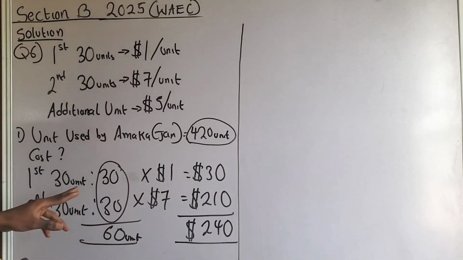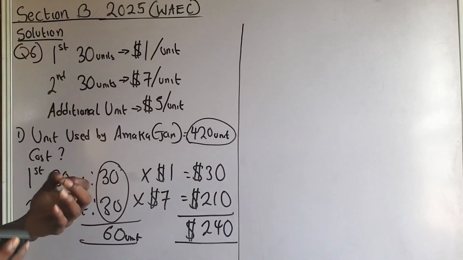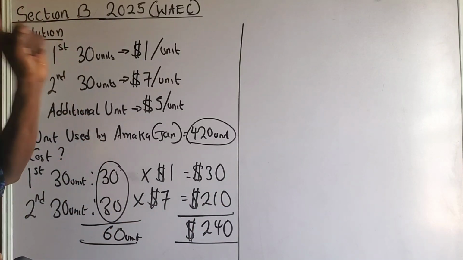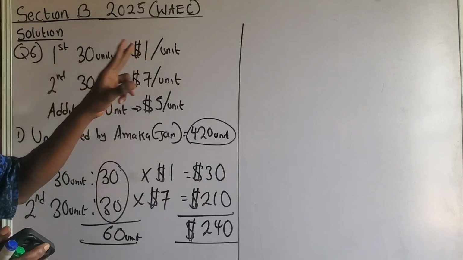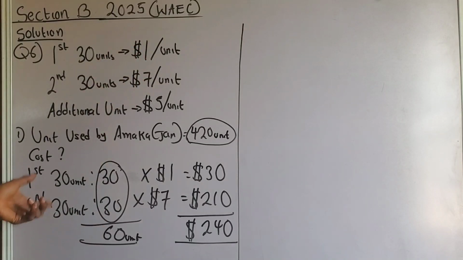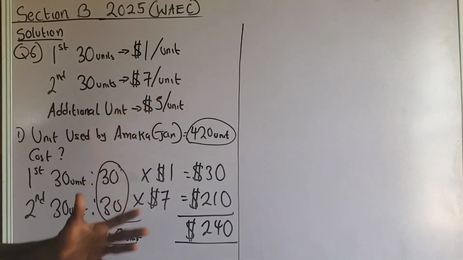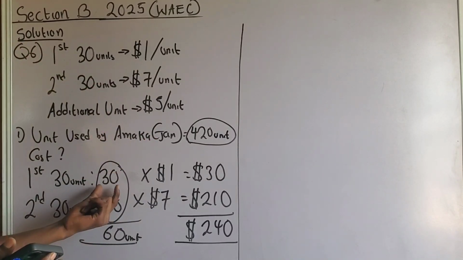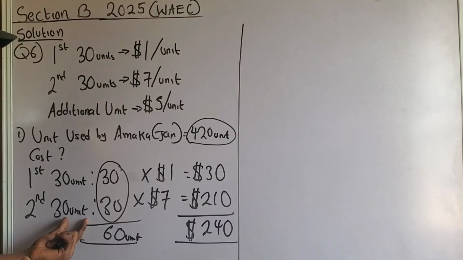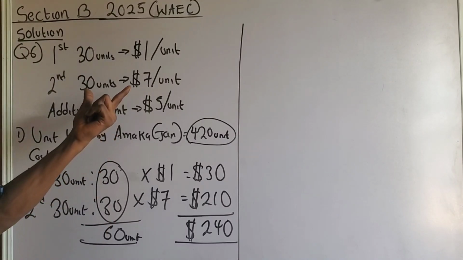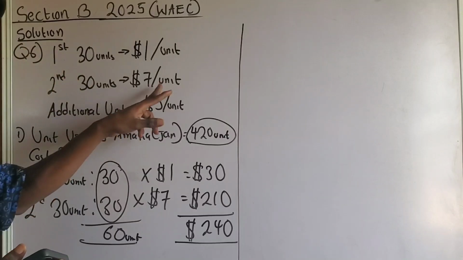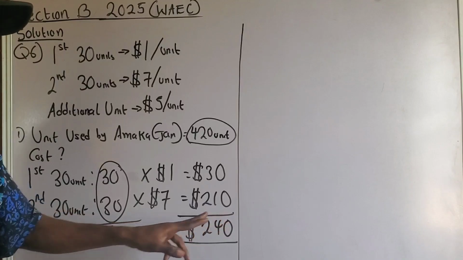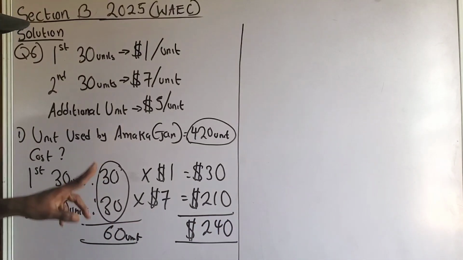So, I start the solution by finding the cost of the first 30. The cost of the first 30 will be 30 times 1, that is $30, because in the question, we've been given that for the first 30 units, the household is going to pay $1 per unit. Now for the second 30, the cost per unit is $7, so I multiply 30 by 7. That is 210. So I got the cost of the first 30 and the second 30.